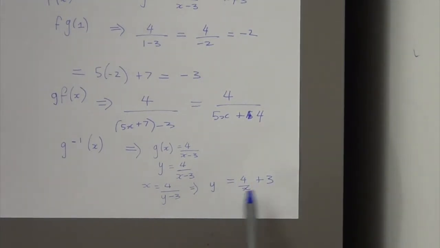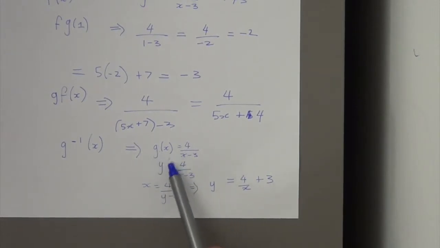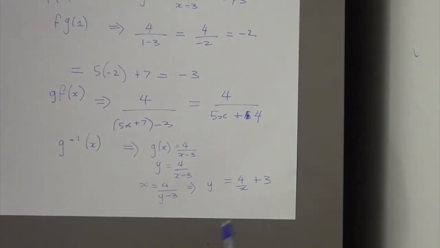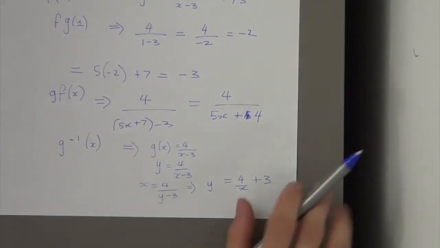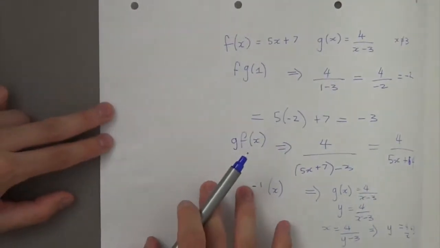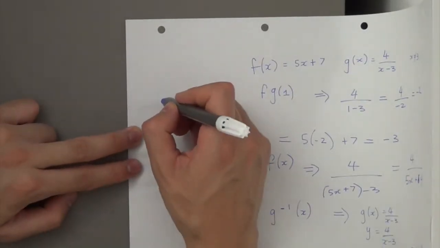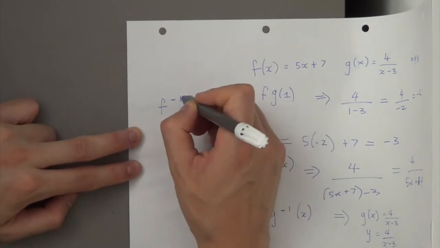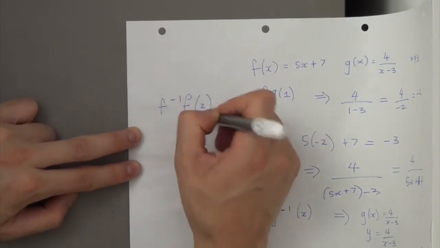And that's pretty much it. Okay, so the thing to remember is: write g(x) as y, then swap the y's and x's, and then make y the subject.